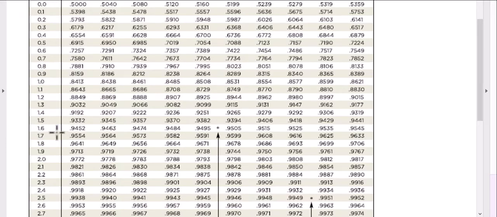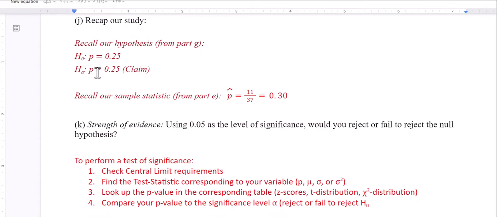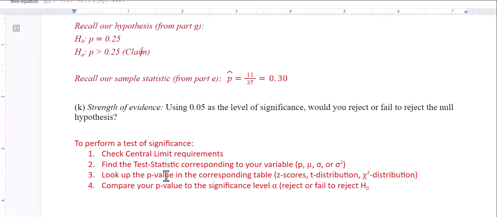So just 0.70. Let's see, 0.70 is right here. So we can say 0.7580 is our p-value. Well, or is it? Notice that our claim is that p, the proportion, is greater than 0.25. So when I'm looking at my p-value, it is the probability that z is going to be greater than, right? I want to see if I'm going to be greater more often.